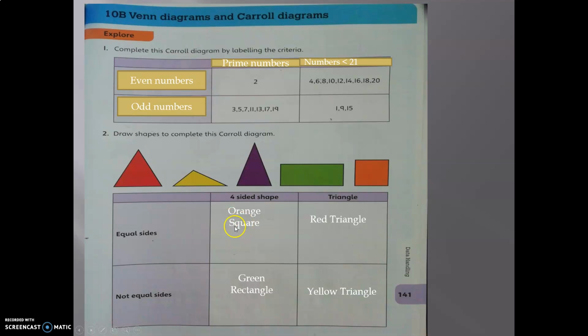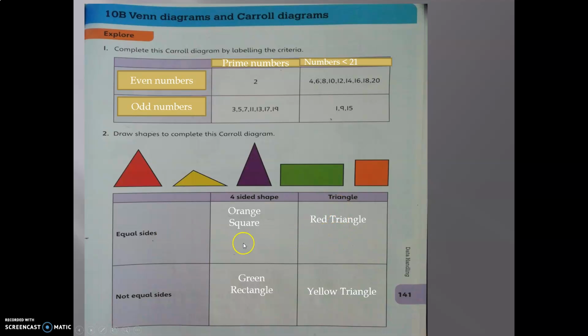The orange square is a 4-sided shape, and at the same time, because it is a square, it has equal sides. But for the triangle, I need an equal-sided triangle. The red triangle looks like an equilateral triangle. It means all the sides are equal. If you use your ruler, you will find a little difference between these 2 sides' length and the length of the third side. But overall, by eye, you can say they are equal. So we call it an equilateral triangle, and we put it in this area.